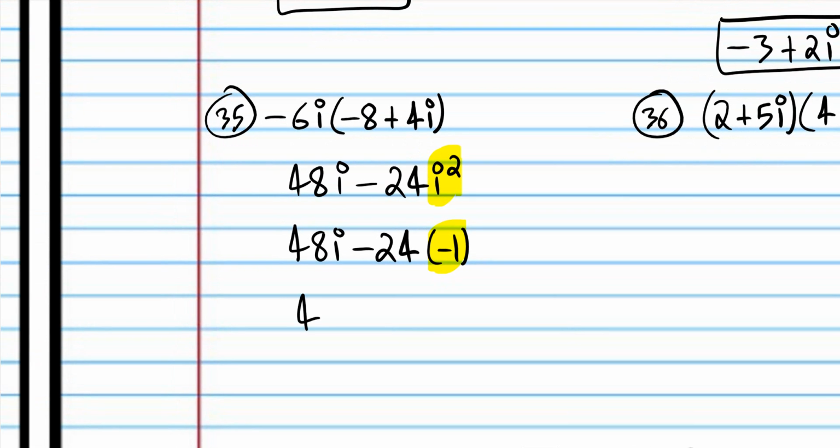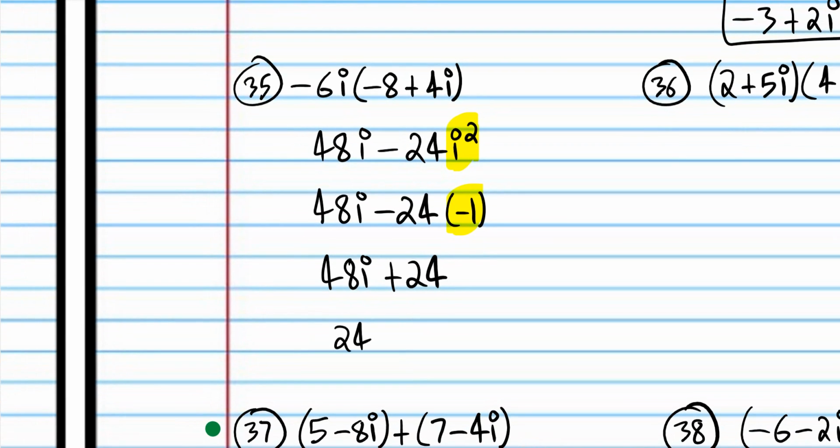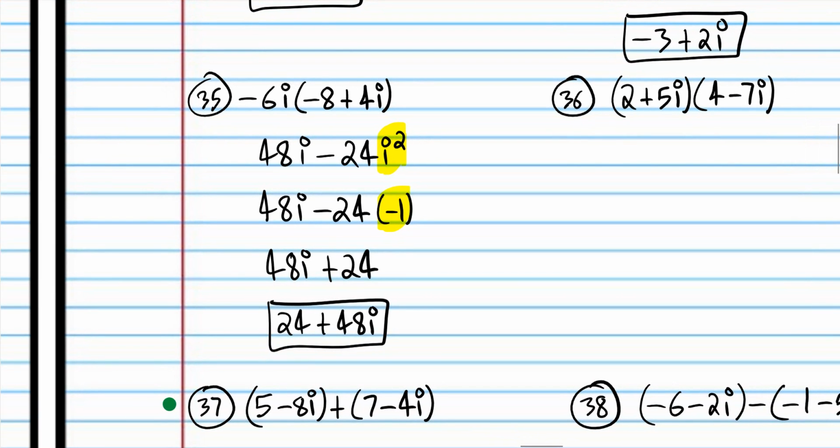So now we have 48i plus 24, and traditionally the real number is written first, and we'll talk about why that is a little later on in this class. So we'll just switch those numbers.